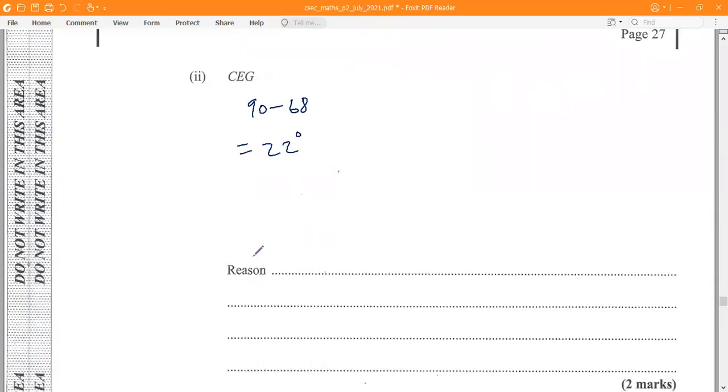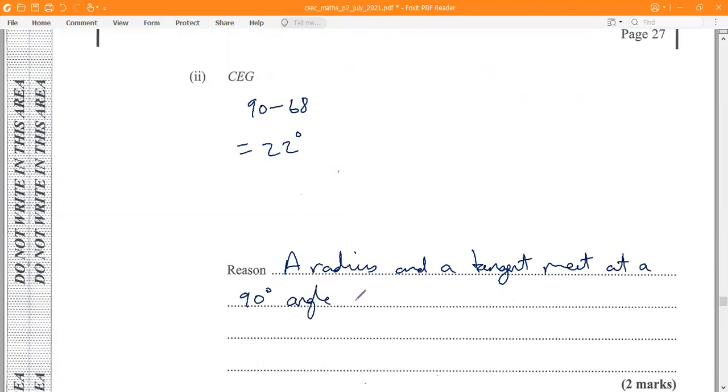And the reason is a radius and a tangent meet at a 90-degree angle at the point of tangency, by theorem.